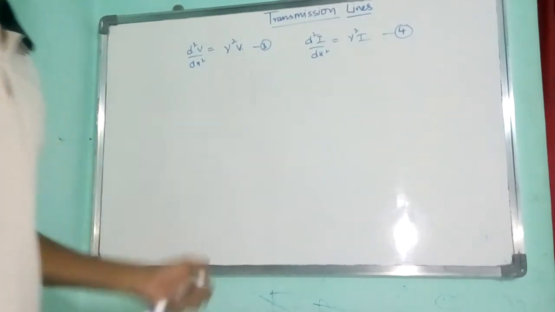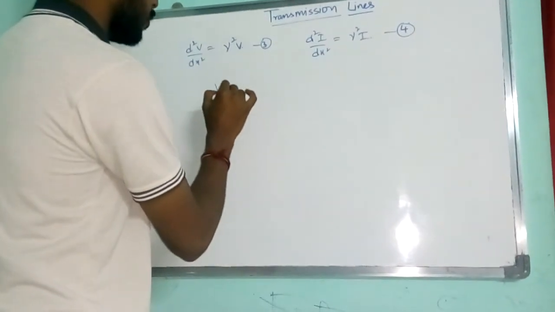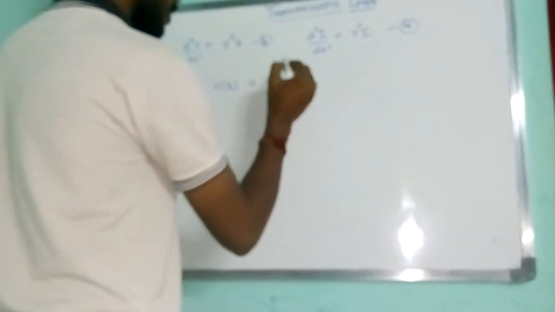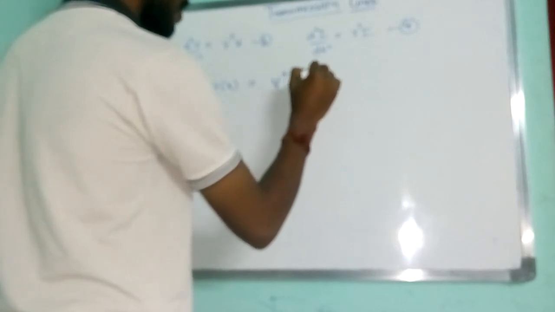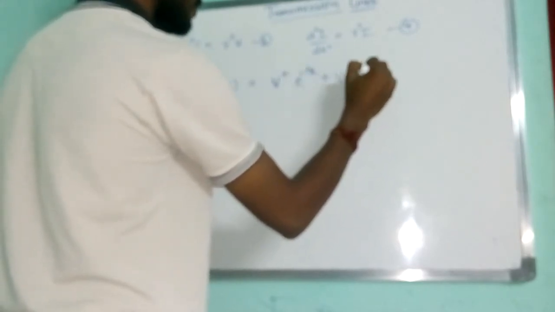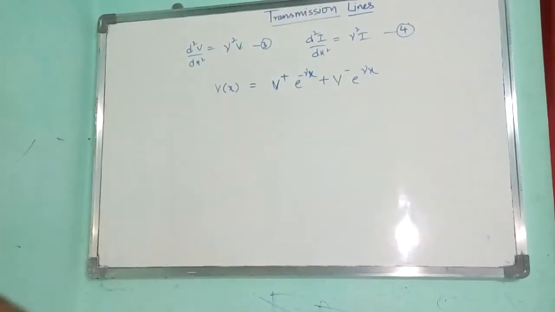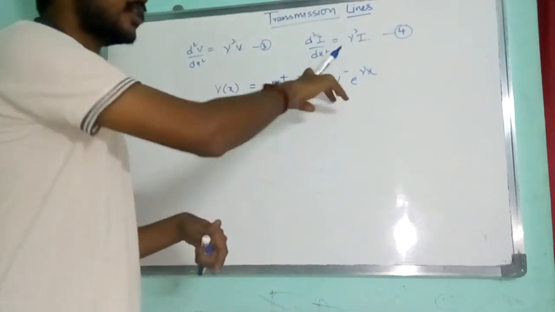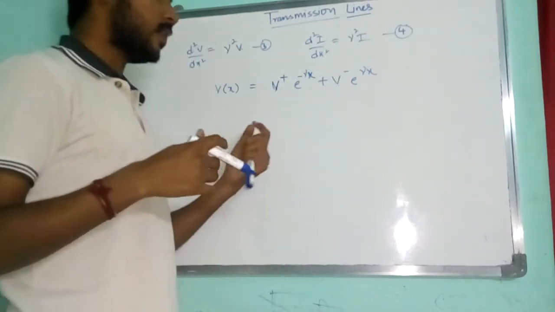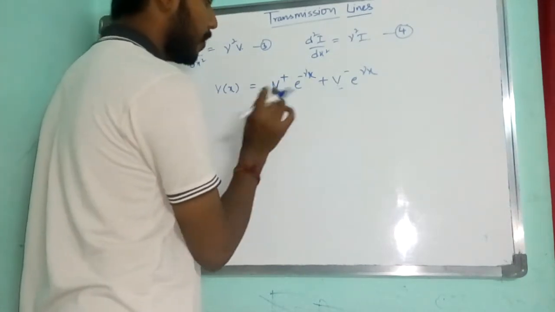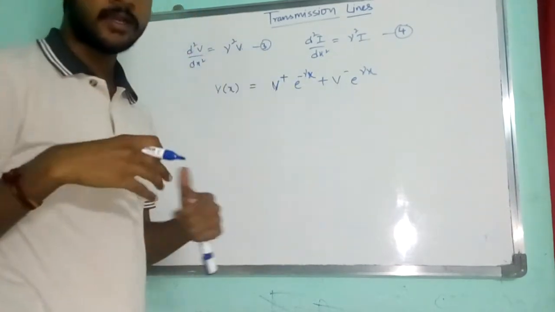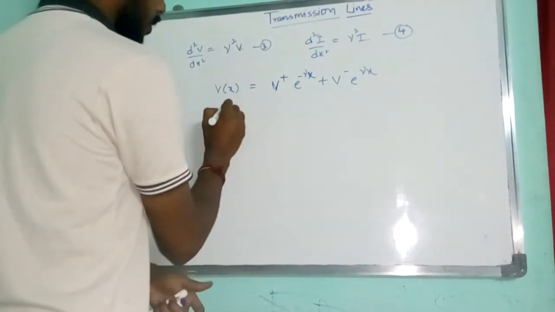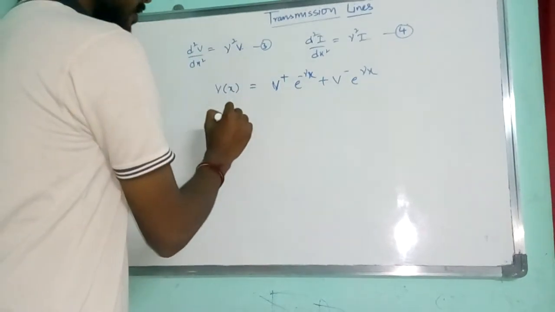Okay, whatever the variable, we express it as V of x, so I will take V of x equal to V plus e power minus gamma x plus V minus e power gamma x. These two are the terms. They play another important role like the propagation constant in the transmission line. So whatever terms I am taking here, V plus and V minus, they have certain meaning, and they are defined so because I'll tell you after completion of this next sentence.